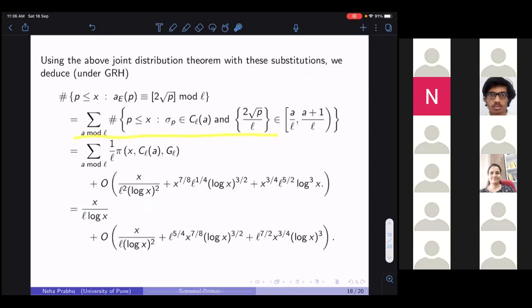So here is where we left off before describing the joint distribution result. For each A, you get the main term coming from the Chebotarev Density Theorem, the joint distribution, and the error term. Then we apply the effective version of the Chebotarev density theorem for this. And so we get x over L log x plus the error after we sum over all the A mod L. So this was the result for extremal primes.